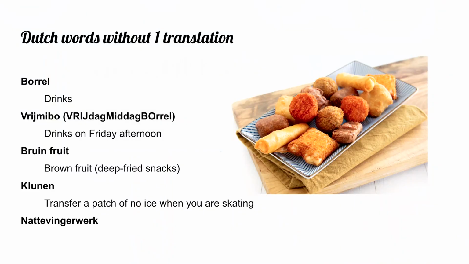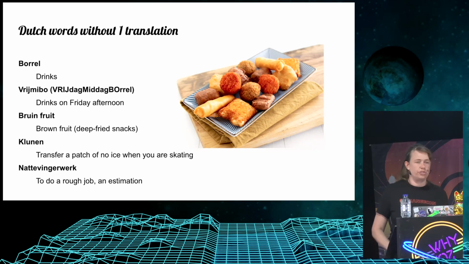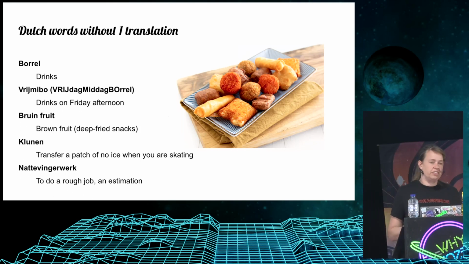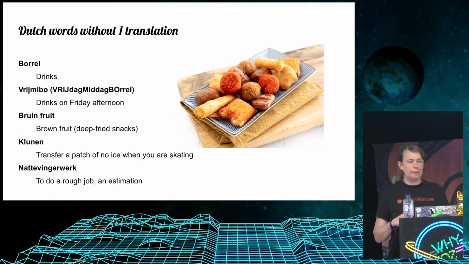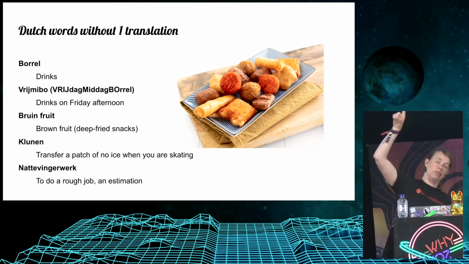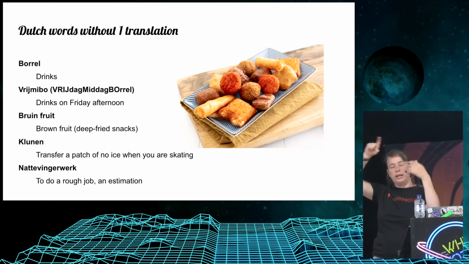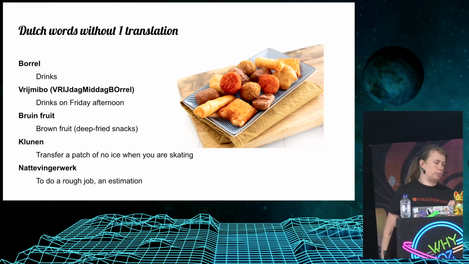And last of all, natvingerwerk. Literally, this means wet finger work. And it means if you do something, how do they write it? A rough job, an estimation. So you're not really measuring, you're just doing the wet finger. And the origin of this is a way to know from which side the wind blows, because you feel your finger getting dry or cold, and then you have an estimation of from where the wind blows.